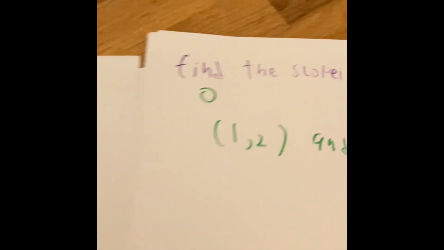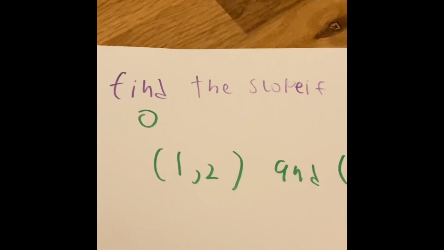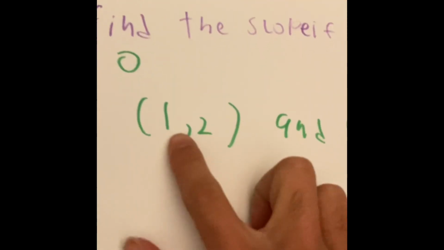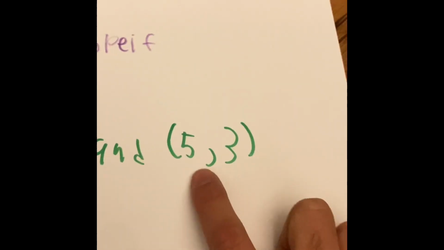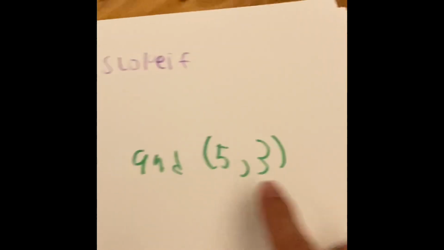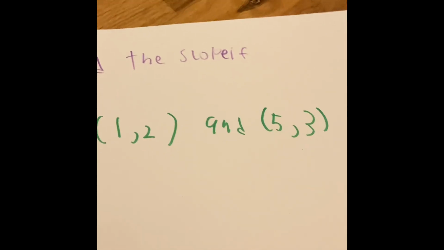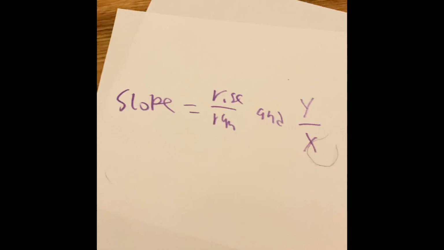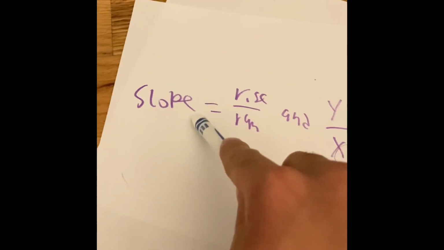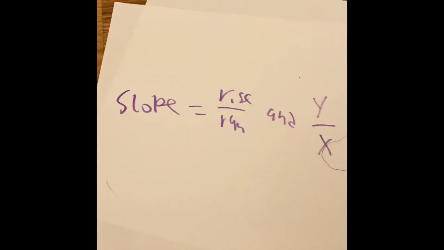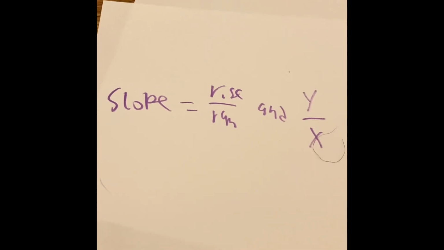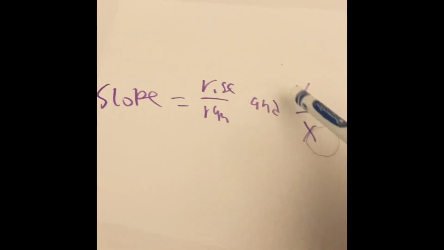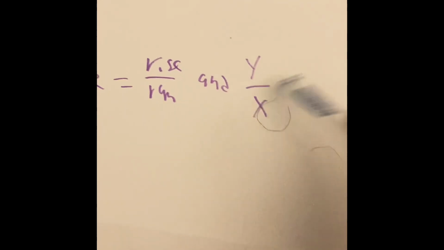So what happens if the directions say to find the slope if our first point is (1, 2) and our second point is (5, 3)? What is that slope? Referring back to the slope formulas, the slope, unlike other formulas, actually has different formulas that represent the same thing, like rise over run, or y over x.